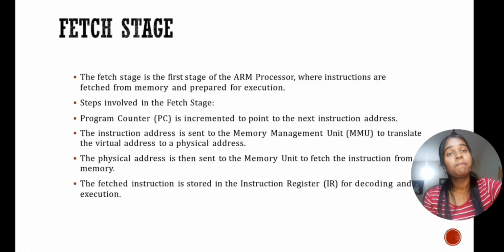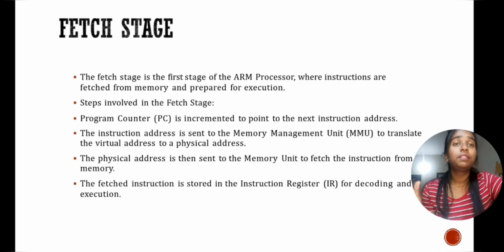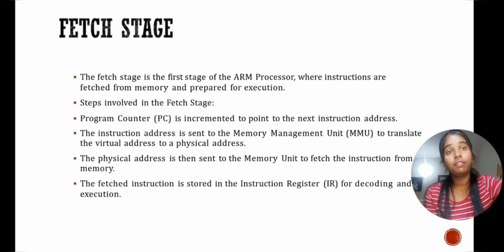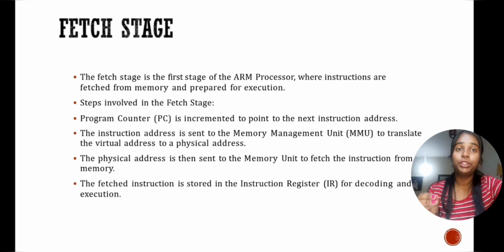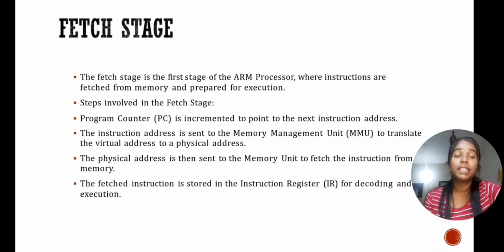The fetch stage is the first stage of the ARM processor, where the instructions are fetched from the memory and prepared for execution. Steps involved in the fetch stage: the program counter, that is PC, is incremented to point to the next instruction address. The instruction address is sent to the memory management unit, that is MMU, to translate the virtual address to a physical address. The physical address is then sent to the memory unit to fetch the instruction from the main memory. The fetched instruction is stored in the instruction register, that is IR, for decoding and execution.